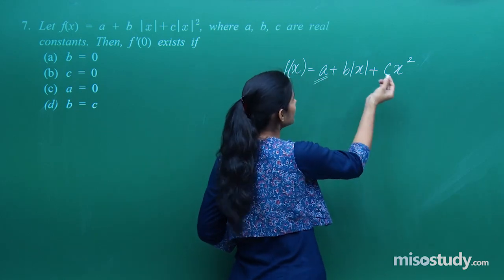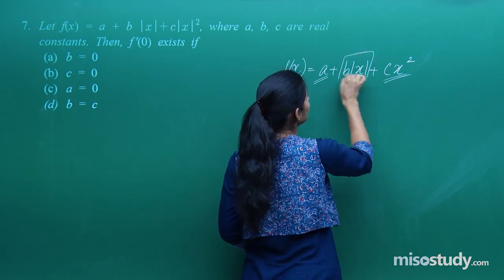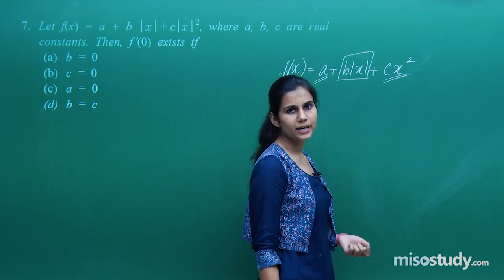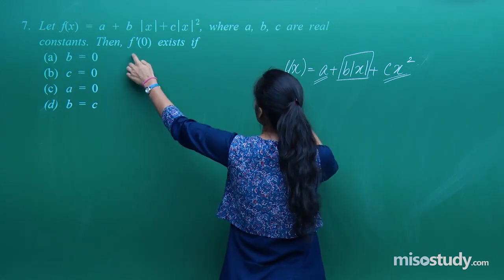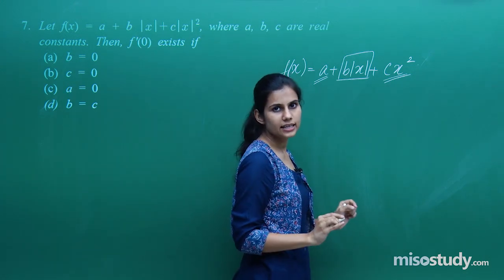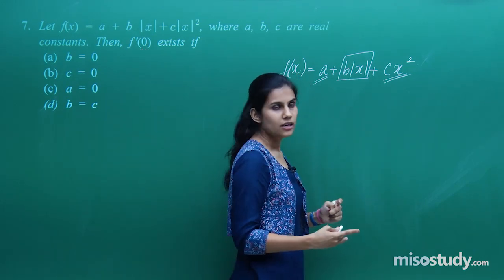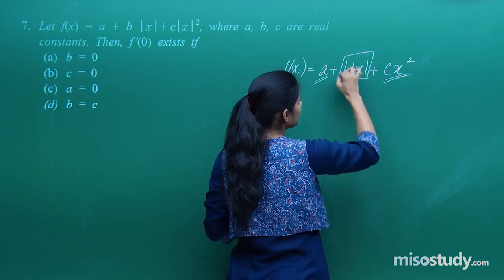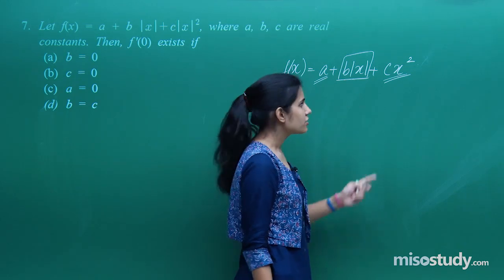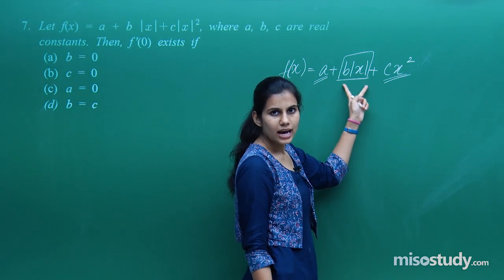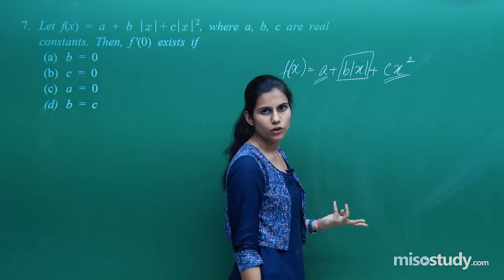Now see, this is a constant function, always differentiable. Polynomial function, always differentiable. What is the problem is this, because mod x is not differentiable at x equals 0. So f'(x) will not exist at x equals 0. That means f'(0) will exist only when this particular expression is not present in the function. Because if this expression is present in the function, I am not going to get f(x) differentiable at x equals 0, or f'(0) will not exist.